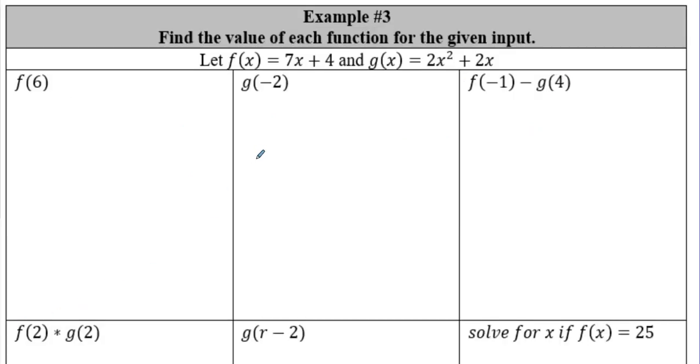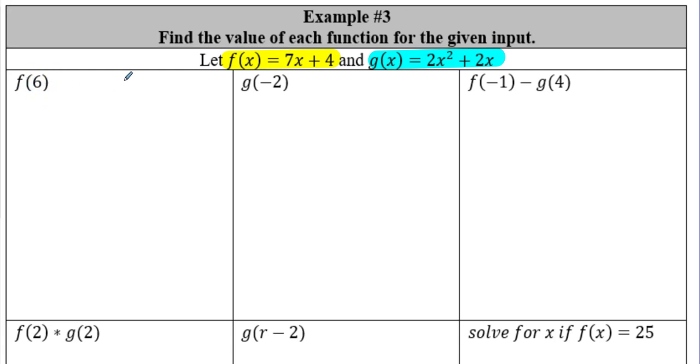So we're doing the exact same thing, but here we got two different functions. Up top, let me go ahead and highlight this. I got f of x is equal to 7x plus 4, and then I also have g of x is equal to 2x squared plus 2x. Okay, so a couple things that we need to remember here.